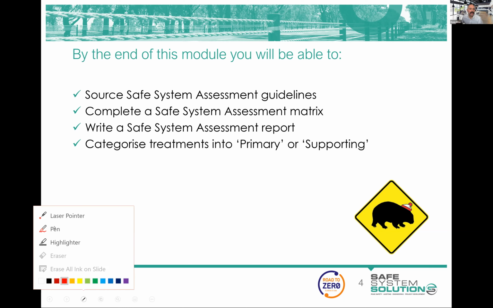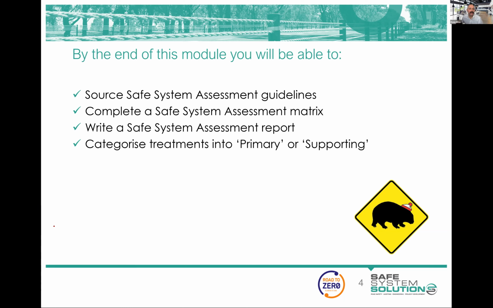So in a safe system assessment, you don't just assess, but you make some recommendations or ideas for a project team. And we're going to categorize those into supporting or primary. And don't forget to count your wallies.